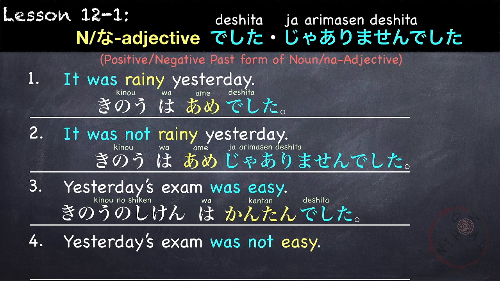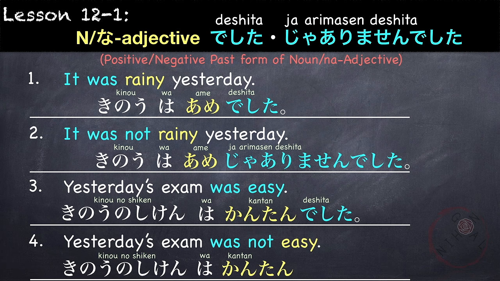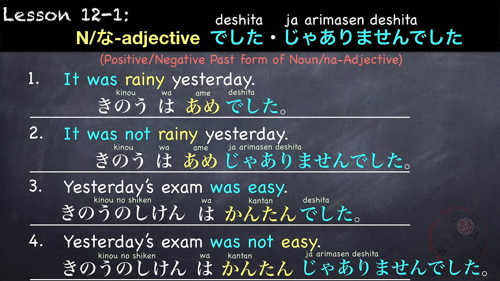Now, the negative form of this sentence, yesterday's exam was not easy. Kino no shiken wa, followed by our adjective easy, which is kantan, and then was not. Ja arimasen deshita. Kino no shiken wa kantan ja arimasen deshita. Of course, you can also make this into a question by simply adding ka at the end. Kino wa ame deshita ka? Was it rainy yesterday? Or, kino no shiken wa kantan deshita ka? Was yesterday's exam easy? And so on.